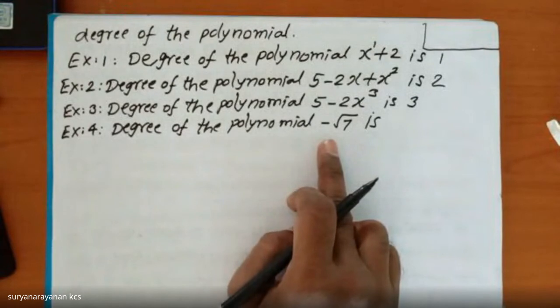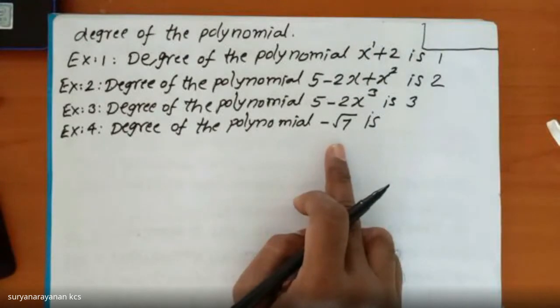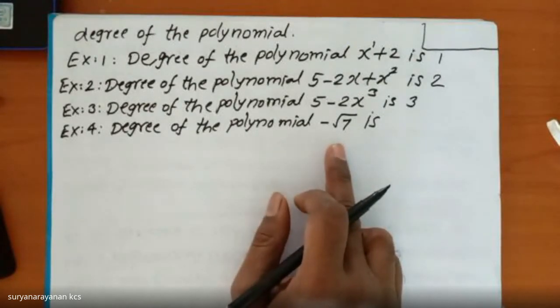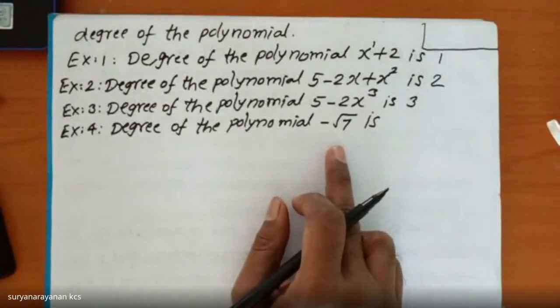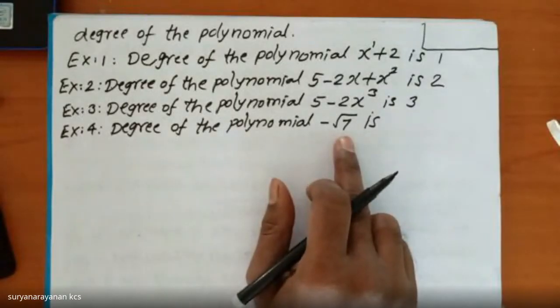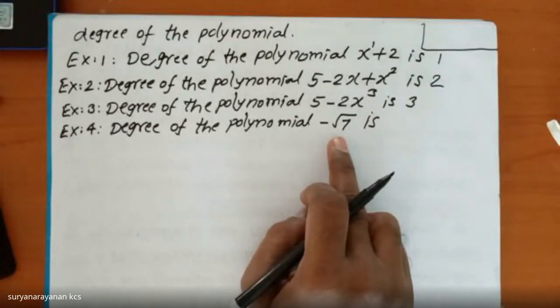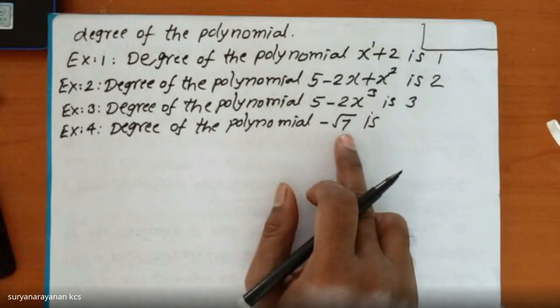Now the next example. How many terms are there? Sir, 1 term. Only 1 term. What is this term called? Constant term. Is there any variable? No, sir. So then what is the exponent of the variable here? Not 1. It is 0. If no variable is there, we can write it as x power 0.